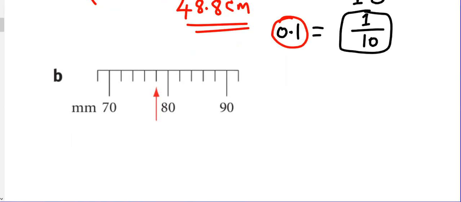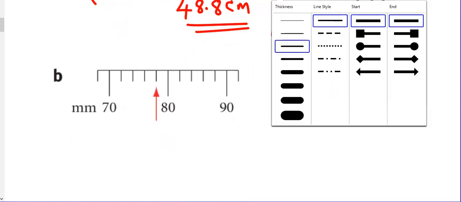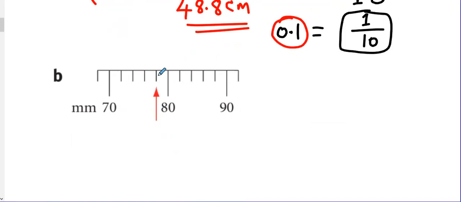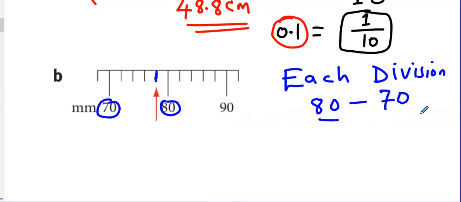Now, part B, we are supposed to work out which number this arrow is pointing to. Like I said, this arrow is between 70 and 80. So how do we find how much each division equals? You write here, each division will be equal to how much? So you take this number, 80, minus the smaller number, which is 70. The answer you get, you divide by how many small lines there are.